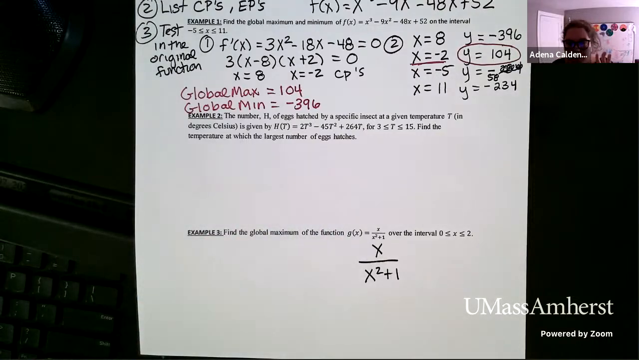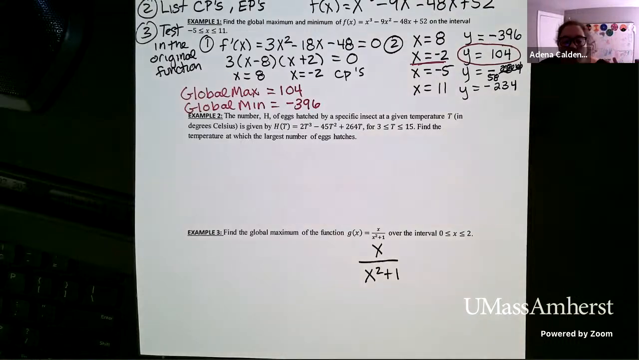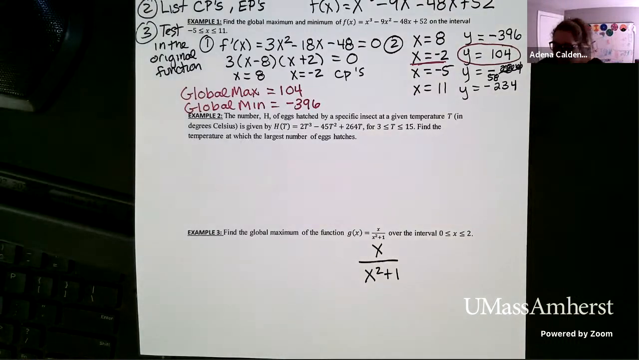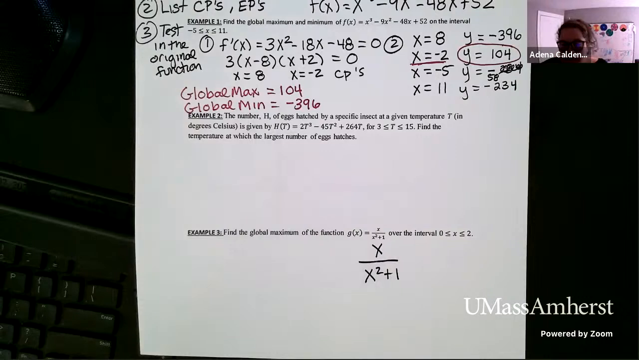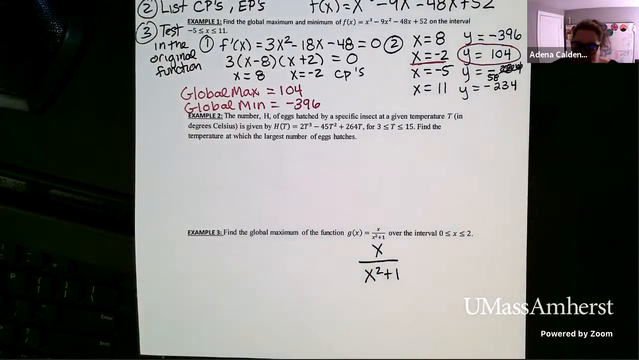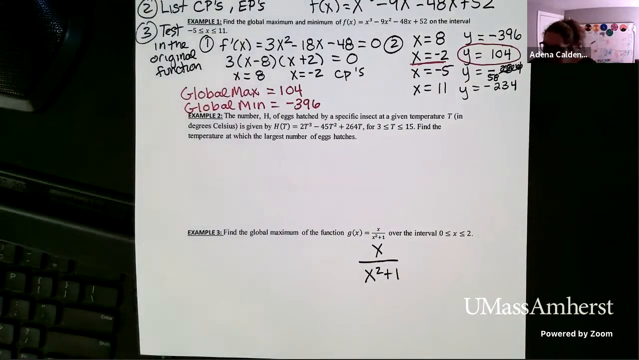I'm going to give you 5 minutes to try out these 2 problems. You can do them in either order. If you want to try this one first because you're feeling really good about the quotient rule, that's fine. But try them both out, see what you can figure out, and then we'll go through them together.